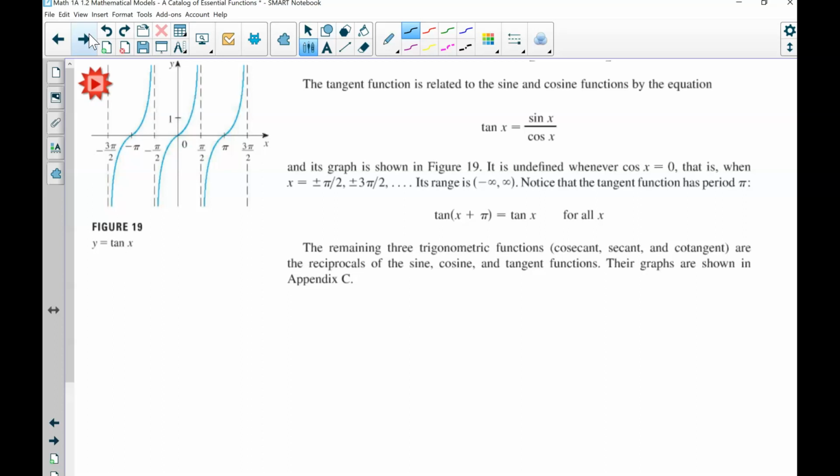Okay, and the remaining three trigonometric functions, cosecant, secant, and cotangent, are the reciprocals of the sine, cosine, and tangent functions, and their graphs are also shown in Appendix C. Again, these three items you definitely want to make note.